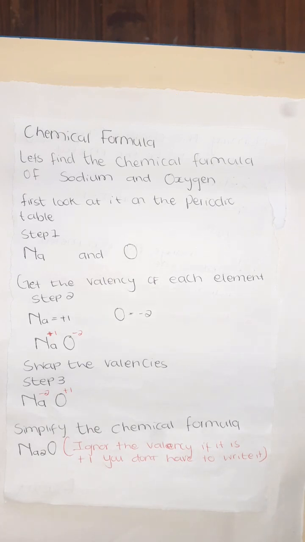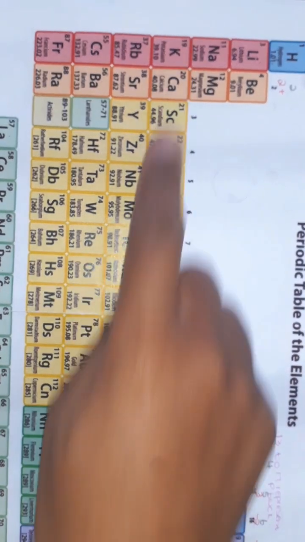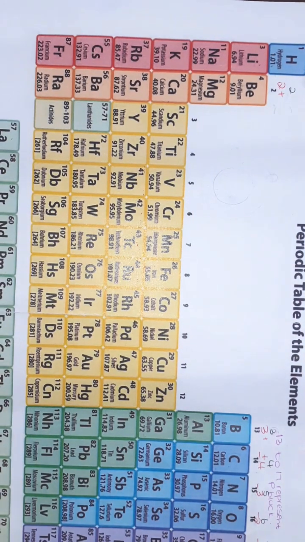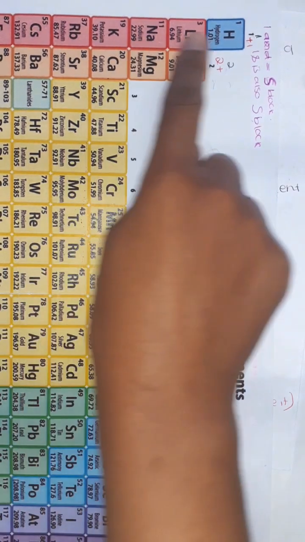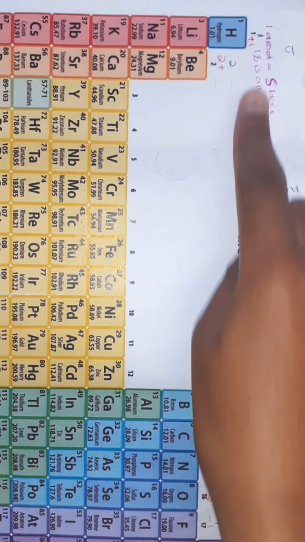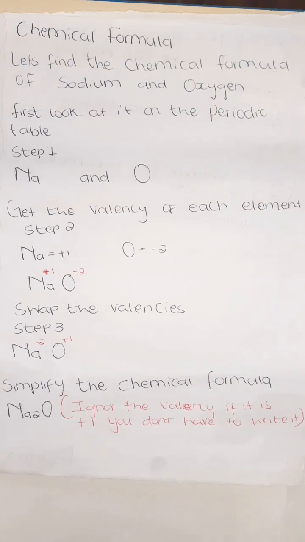Now, let's say we have Na and O. First step is to look at them on the periodic table. Na is sodium and O is oxygen. Step 2 is to find their valencies. Sodium has a valency of +1 and oxygen has a valency of -2.